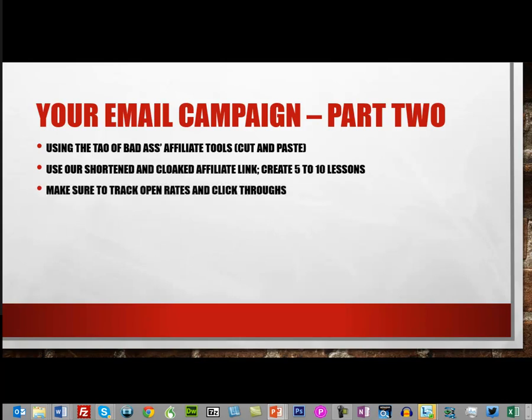Now, you want to make sure you track your open rates and click-throughs. You can do that with GetResponse or Aweber. You want to make sure that you are looking at who's opening your email and how often they're opening it, because that's what's going to help you determine whether or not you're going to change your subject lines. If people are not opening your email, not reading it, or not clicking on the links, you'll use that information in order to make adjustments.